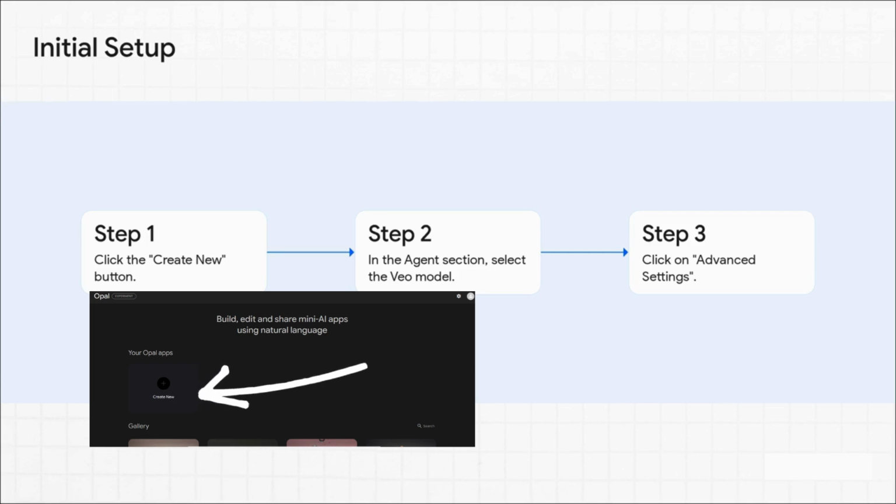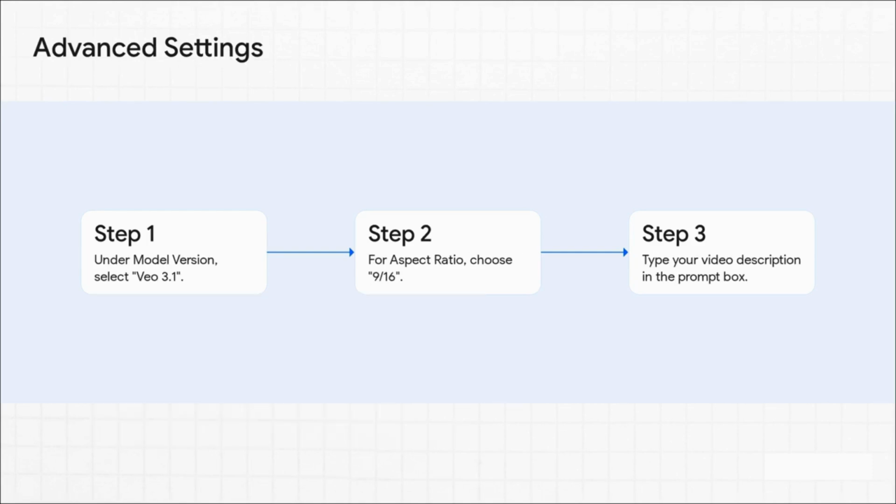Make sure you select the VO model. Then click on Advanced Settings to unlock all the good stuff. Inside those advanced settings, there are 2 really critical steps. First, under Model Version, make sure VO 3.1 is selected. Second, and this is the key for YouTube Shorts, change the aspect ratio to 9:16. Once you've done that, you're all set to type your prompt describing the video you want to make.